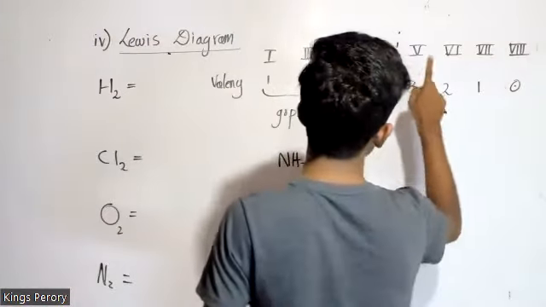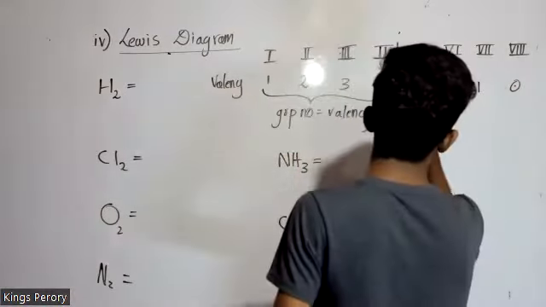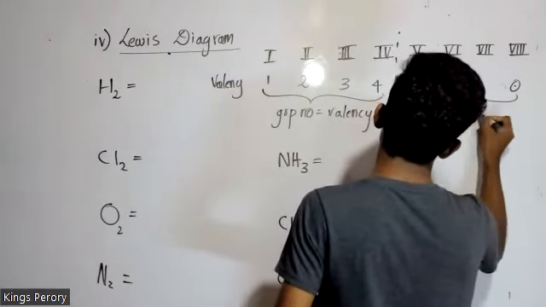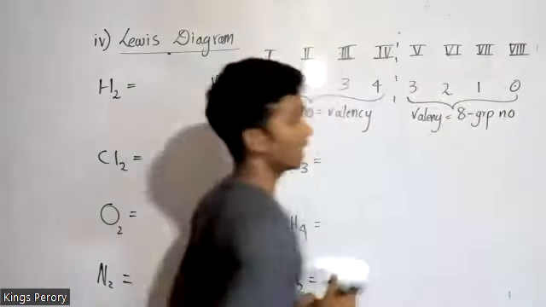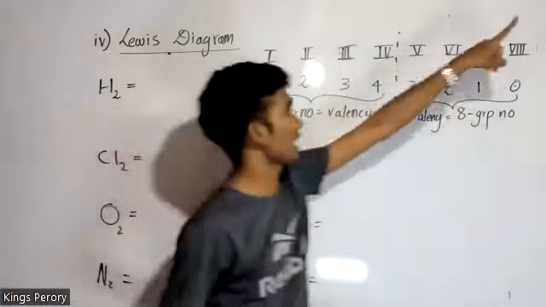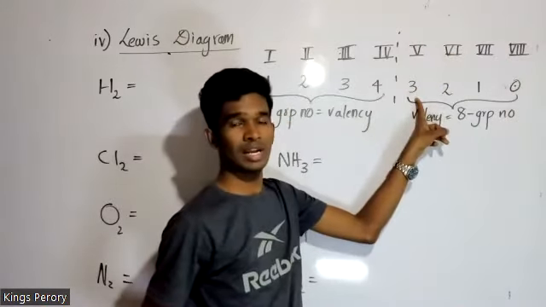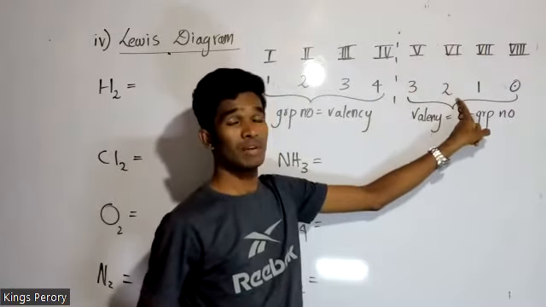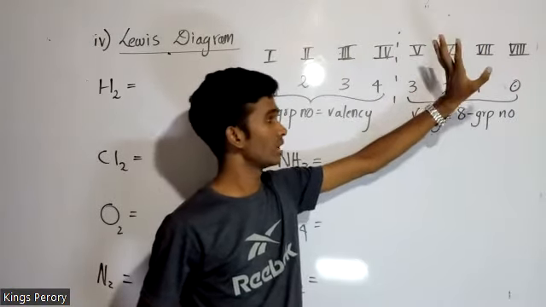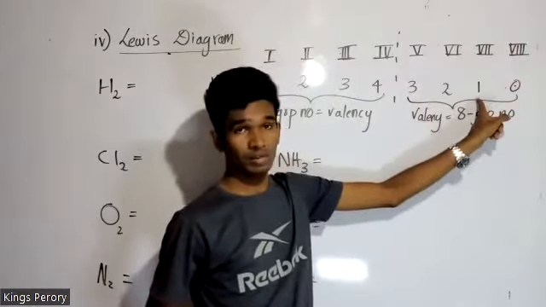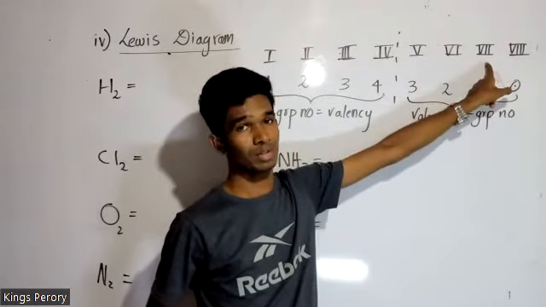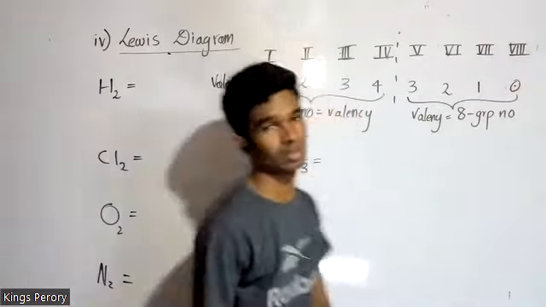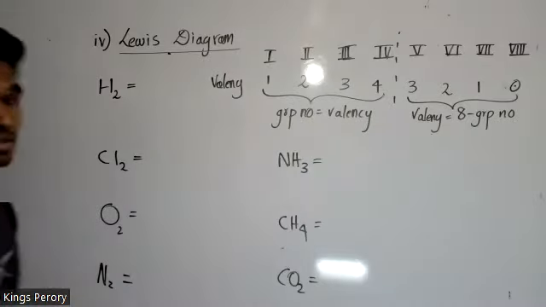But when we talk about group 5, 6, 7, 8, valency is equal to 8 minus group number. Why 8 minus group number? 8 minus 5 is 3. Valency is 3 for group number 5. 8 minus 6 is 2. Valency is 2 for group number 6. 8 minus 7 is 1. Valency is 1 for group 7. 8 minus 8 is 0. Valency is 0 for group 8. That's all. Now you can write the valencies of any element.